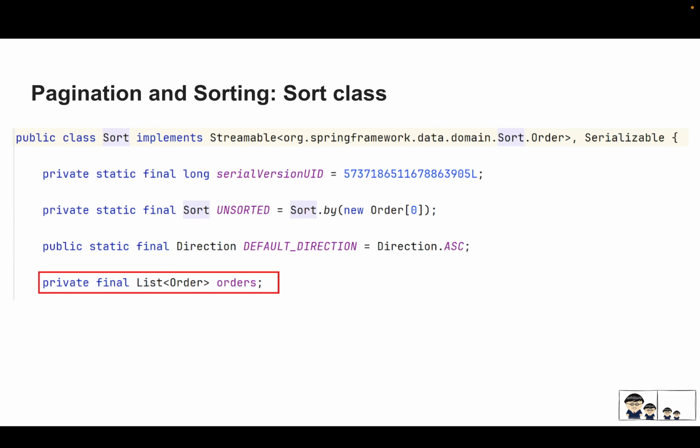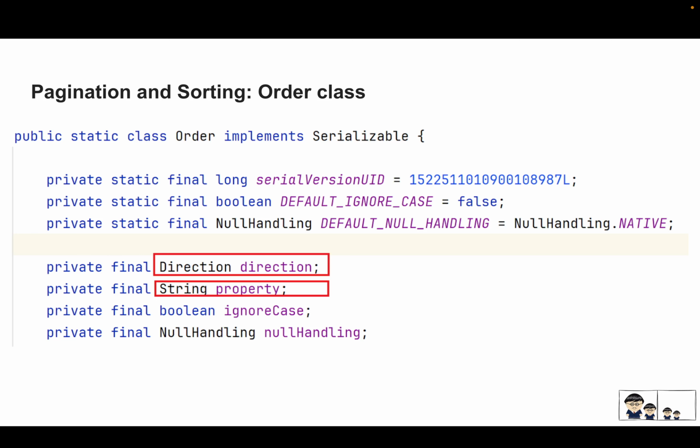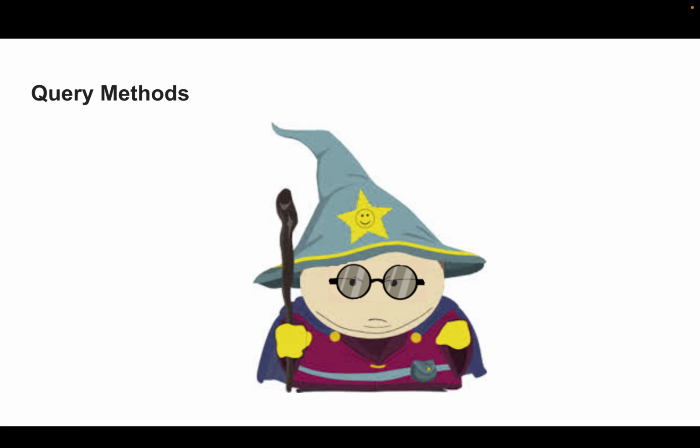The Sort class is the container of Order instances. At the same time, an Order instance is the container for the property name which we want to sort by, and the direction we want to use for our sorting, which can be descending or ascending.